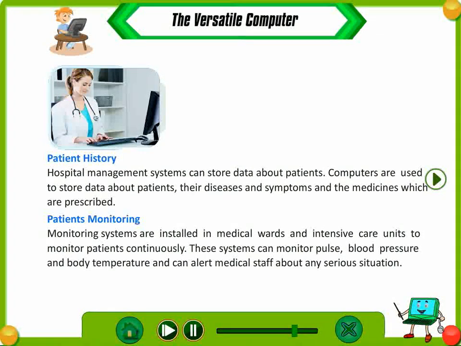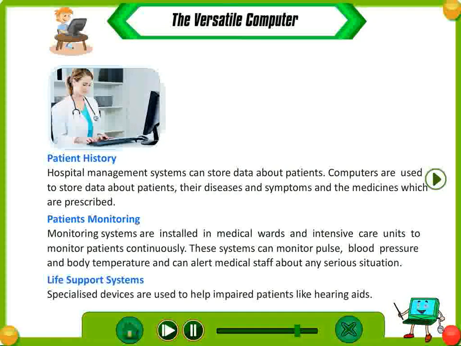Patient monitoring. Monitoring systems are installed in medical wards and intensive care units to monitor patients continuously. These systems can monitor pulse, blood pressure, and body temperature and can alert medical staff about any serious situation. Life support system. Specialized devices are used to help impaired patients, like hearing aids.